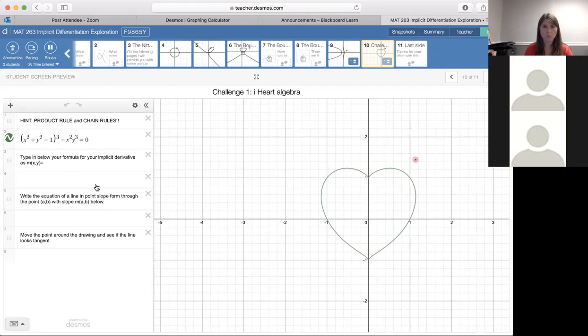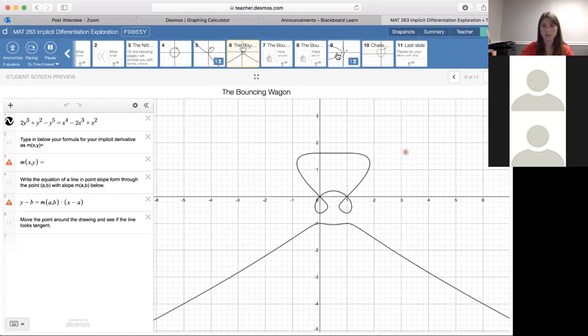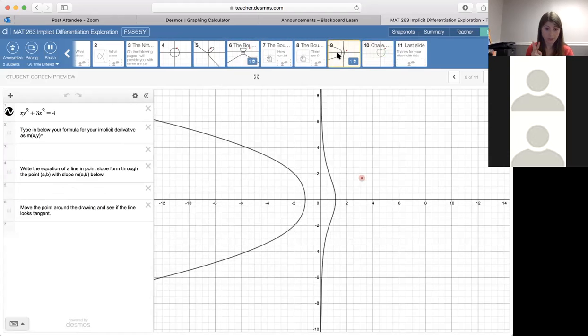So what this means is, since we did those first few parts together, when you go in and finish this, you will just need to finish the bouncing wagon and then number 9. So that's going to be 2 for you to do that both involve the product rule. So any questions on what you need to be doing to finish up this Desmos activity?